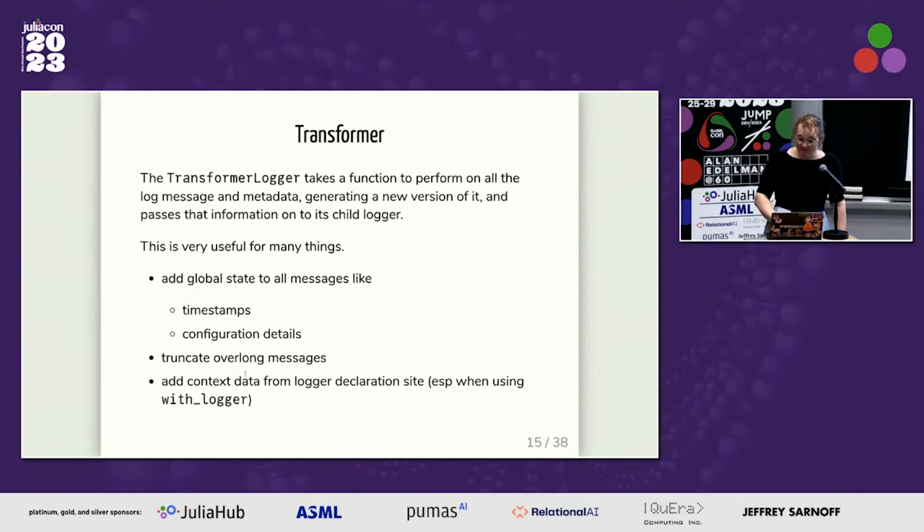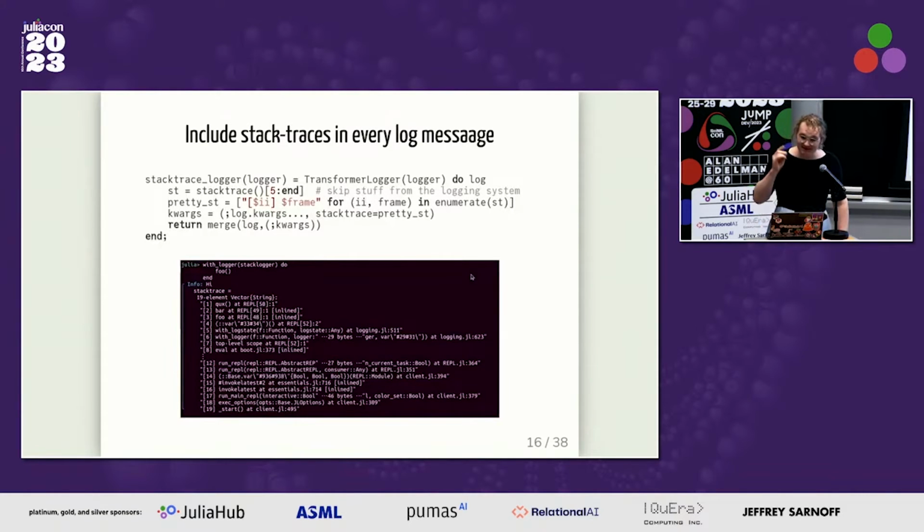The other neat thing we might do is add context data from the logging declaration site. So we can imagine that my system was maybe looping over a number of models. I could say with logger and then use a transformer logger that will insert the model name into every log message that's passed inside this loop. And then I could go to the next model and it would be different. So that's a transformer logger. So one particularly useful use case of this is we can use it to add a stack trace to everything. So the way we go about doing that is we declare a transformer logger that takes a function as its first argument, here written with a do block.